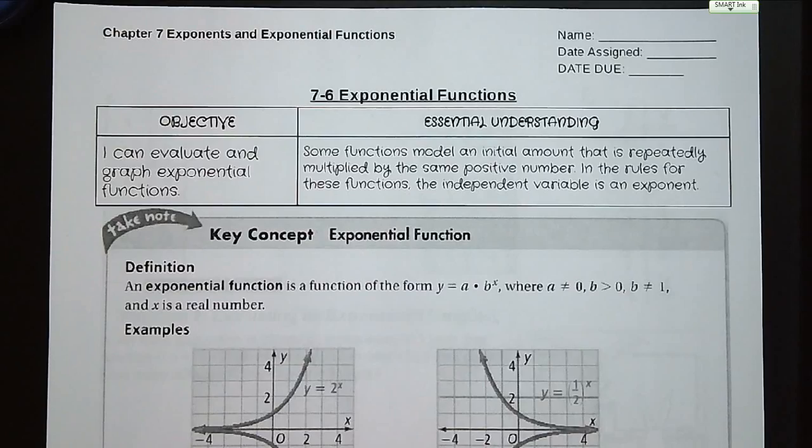Hi guys, welcome to lesson 7.6, exponential functions. Our objective for today is that I can evaluate and graph exponential functions.